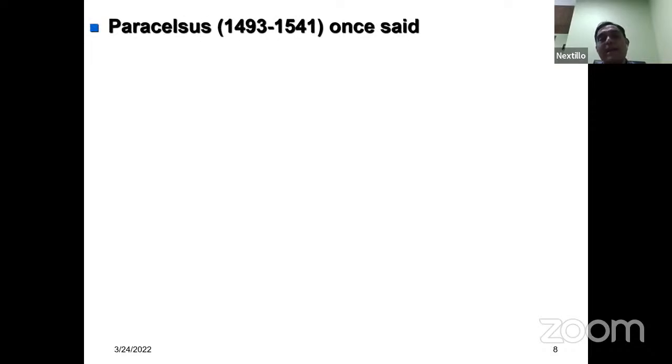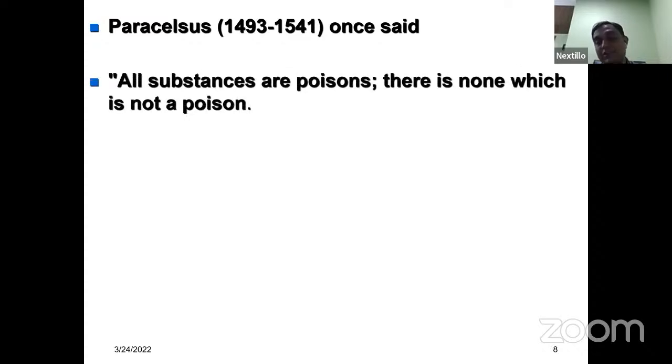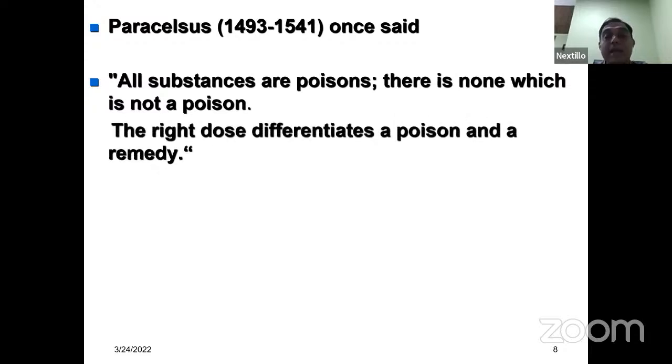Way back in the 14th century, Paracelsus, which is very important, once said something, and we would like to tell you his interpretation. All substances are poisons. There is none which is not a poison. So how will you differentiate it? The right dose differentiates a poison from a remedy. That's why we have to understand this very important clarification from Paracelsus.